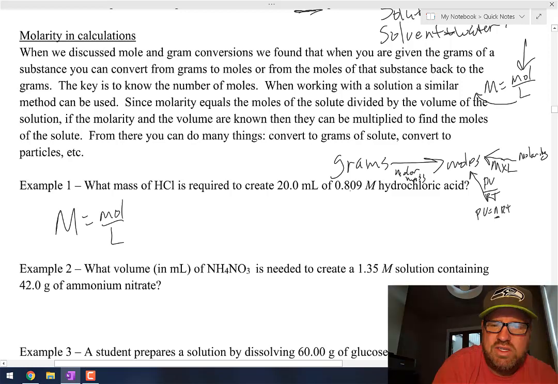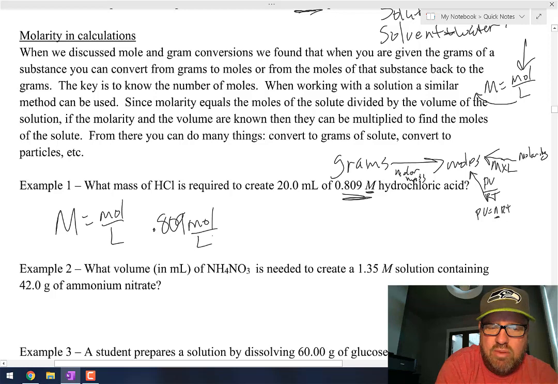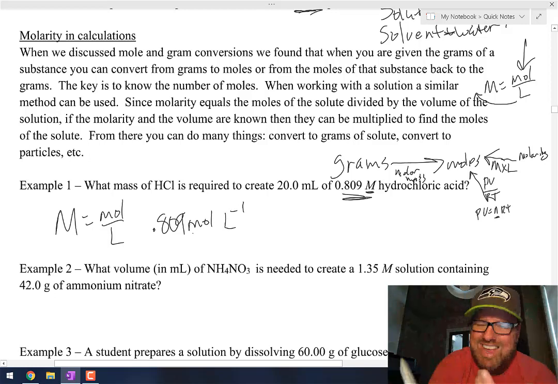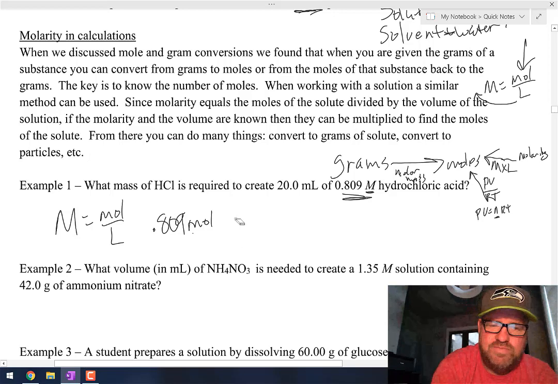And what do they give us? They give us the molarity, 0.809. Now notice they write it as big M. You can write it as that, or as 0.809 moles over liters. Or if you want to get really fancy, sometimes they write it as moles and then liters to the -1, which is the same thing as moles over liters. I don't really care how you do it. Okay, so that's our molarity.